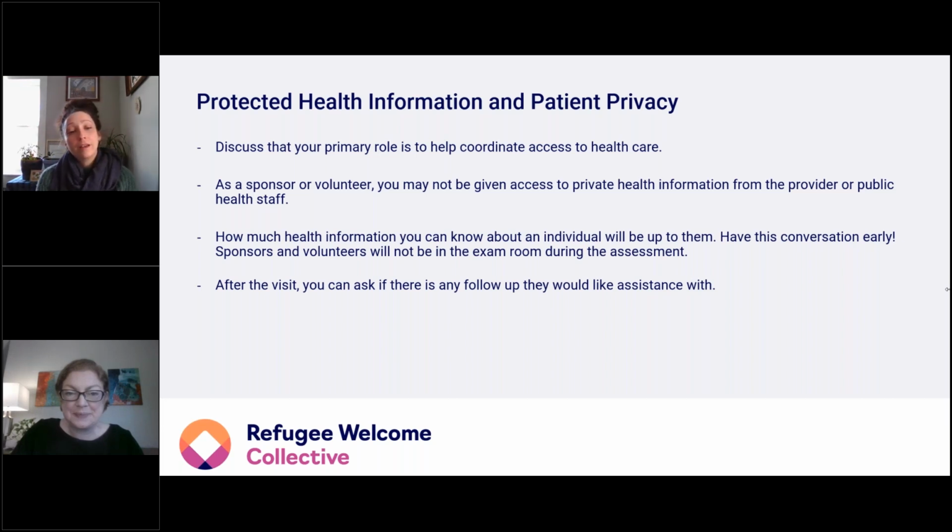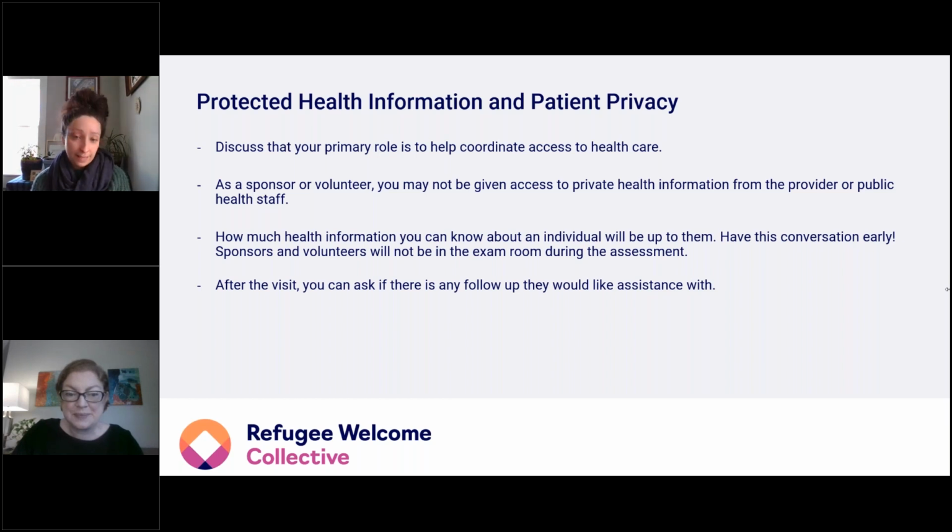These rules and laws will differ from state to state and depending on your role, but generally you are not given access to private health information, especially from the provider or the public health staff. So how much health information you know about an individual is really up to them. I recommend having this conversation early. Depending on your relationship with the individual, it may make sense to have this right away. It may make sense to have it after the visit is complete.